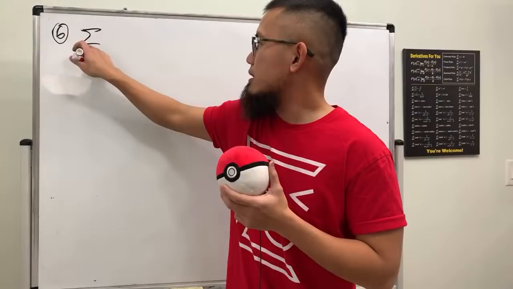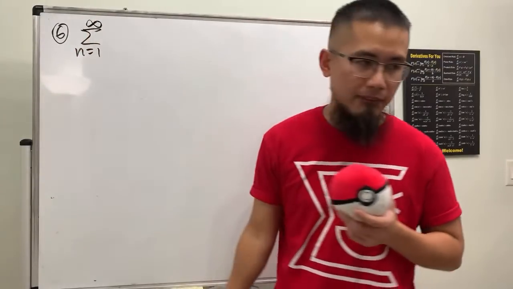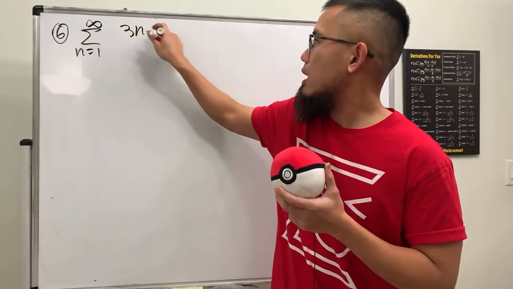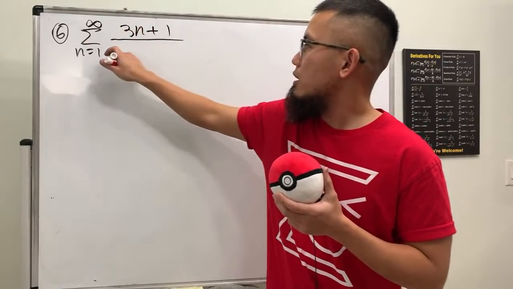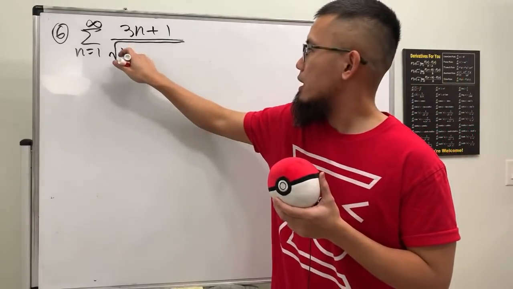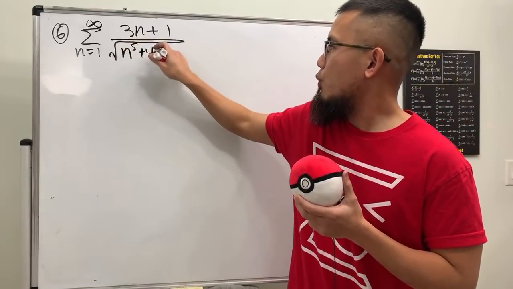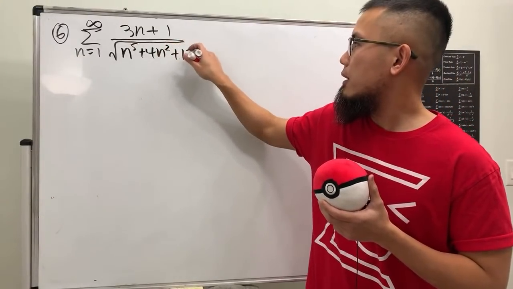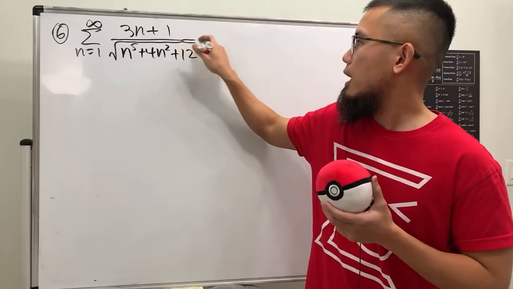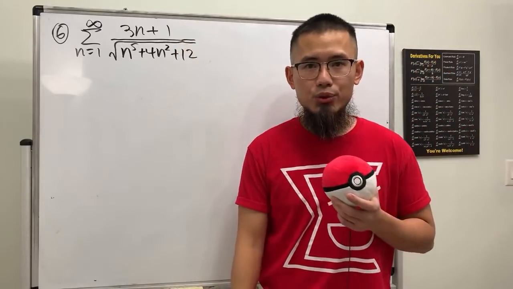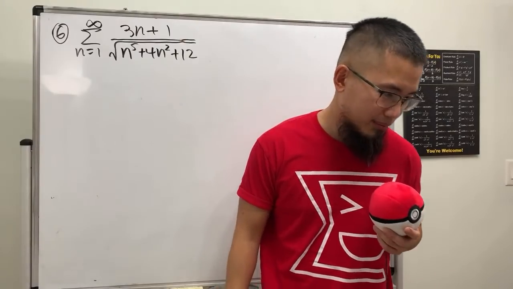So series as n goes from 1 to infinity, and we have 3n plus 1 over square root of n to the 5th plus 4n squared and then plus 12. Okay, so this is what we have. I'll turn to you guys. What do you think that we can do?